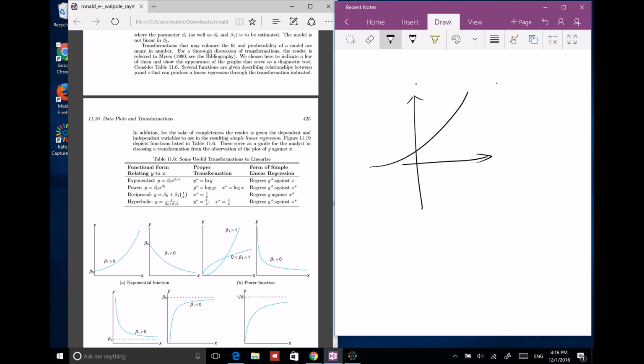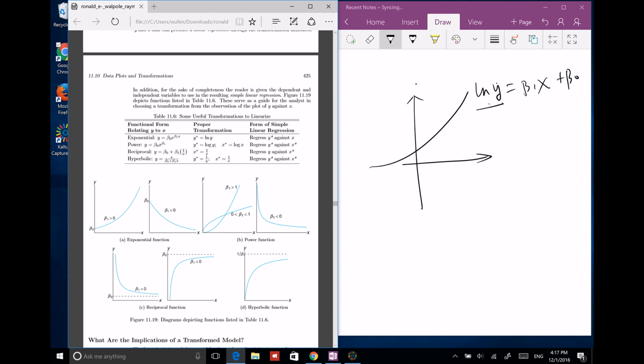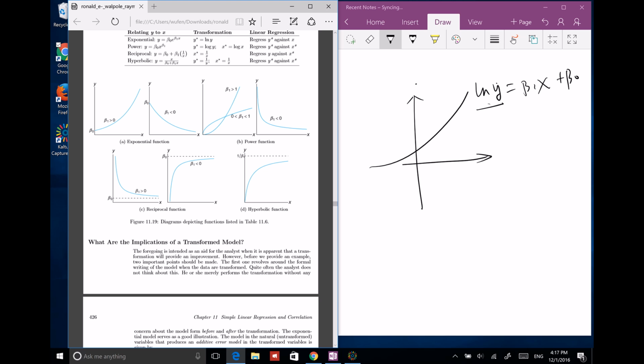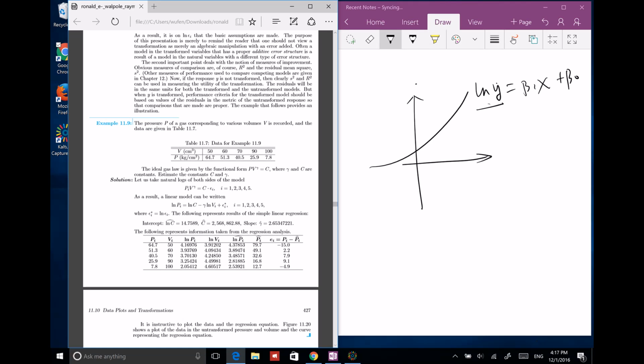So you take the ln on y, then regress y star, which is ln y, and x, to see if they have a linear regression or not. Also for a power function, you can take the log of y. For a reciprocal function, you take 1 over x. And for a hyperbolic function, you take 1 over y. Then the new y will have the linear relationship. After you do a transformation, they probably have a linear relationship. So that's how we do this.